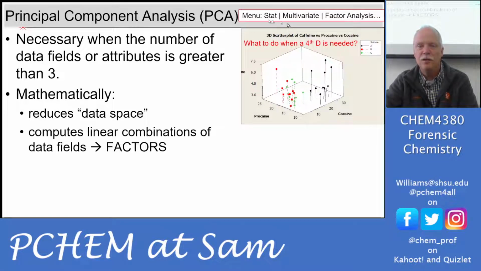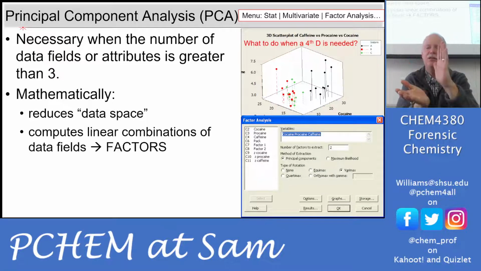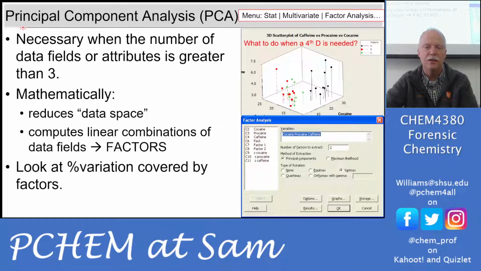And so you could go up here to Stat, Multivariate, Factor Analysis. And so then you put in your variables and extract two factors. So it's going to produce two axes, and it's going to use principal components for those. And then there's different types of rotations. It can rotate these to more equally mix the scatter that's captured. And so what we're looking for is the percent variation that's covered by the factors. It's kind of like an R-squared value. Okay.